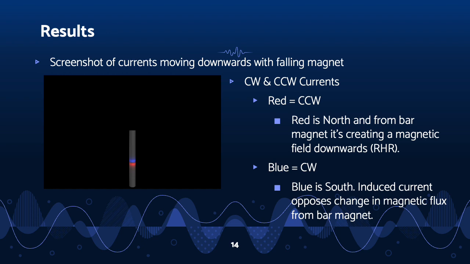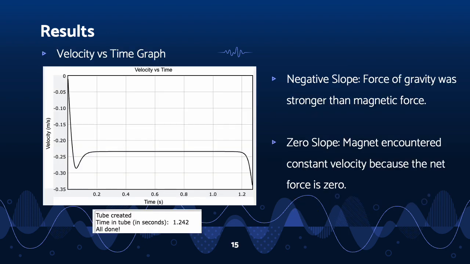So how do you know which current represents which color? So the red represents the counterclockwise current, red is north, and the bar magnet is creating a magnetic field downwards, as by the right-hand rule. And the blue represents the clockwise current, blue is south, and the induced current opposes the change in the magnetic flux from the bar magnet. Once the computational model was run, this graph represents what happened to the magnet.